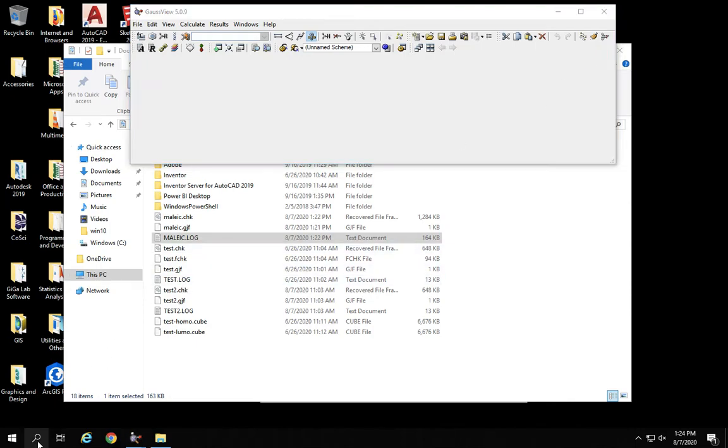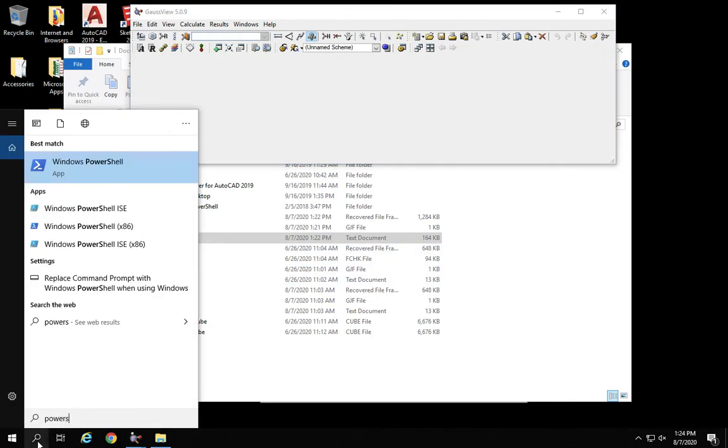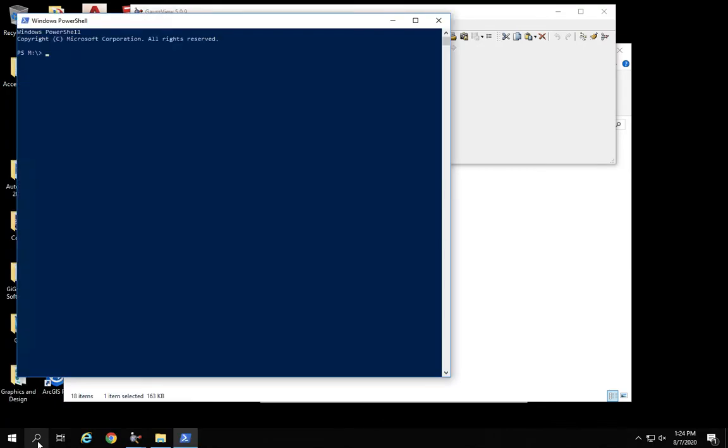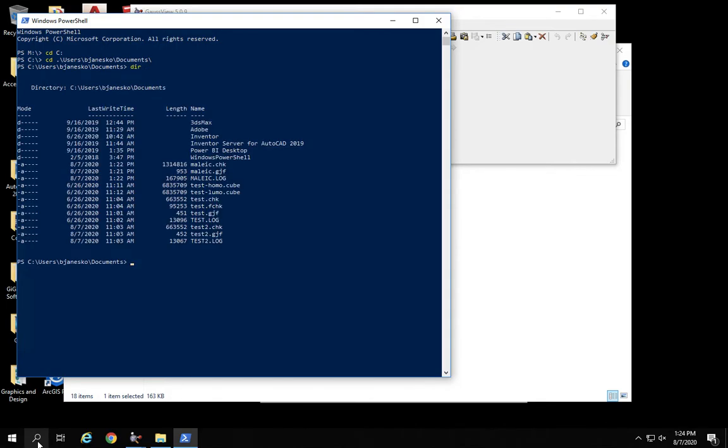So we're going to go into Windows PowerShell, and we're going to work from the command line. We're going to go into the Documents folder where I had all of these things, use the directory command, and I see that I have maleic.chk and maleic.log. So we're going to prepare a formatted checkpoint file. Take that binary file, maleic.chk, and convert it into a formatted checkpoint file.